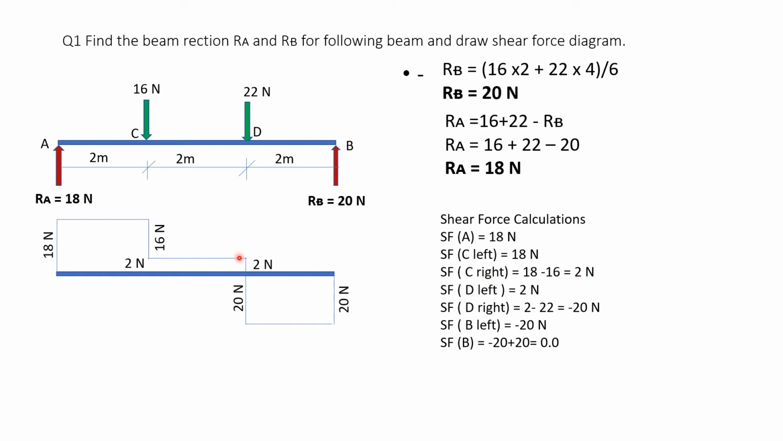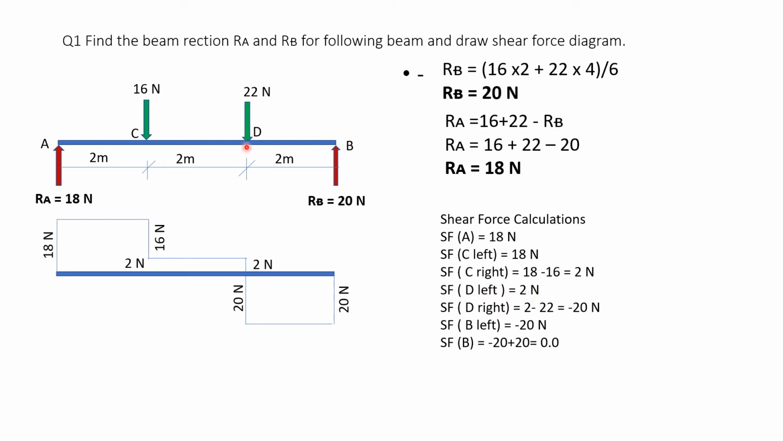Now here at the D left is 2 Newton. So shear force D left is 2 Newton. From here to here it is 2. So shear force C right is 2 Newton. Here at the right of C is 2 Newton, and at the left of D it is again 2 Newton. Shear force at left D is 2 Newton.